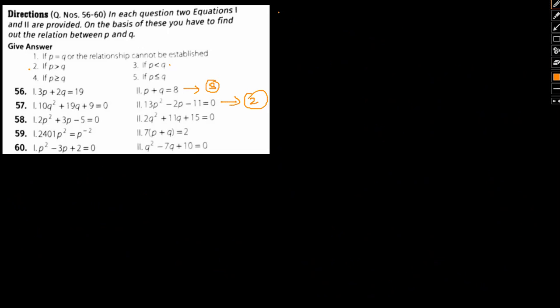Let's focus on 58 now. Okay, so if we take a look at 58, the first is 2p square plus 3p minus 5. What we can actually write here is 2p square minus 2p plus 5p minus 5 equal to 0.